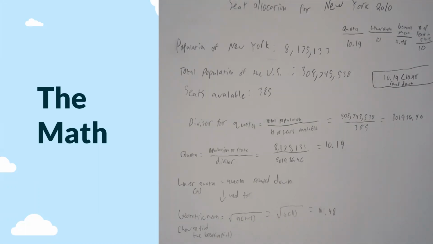And then this is where it's kind of interesting, because most rounding methods are just: you stop at 0.5, and if it's 0.5 or above, it's rounded up, and if it's below 0.5, it's rounded down. But in this case, we use geometric rounding. For that, you round down the quota, which is called the lower quota, and then you take that number and do the square root of that number times the number plus 1, and that gives you the geometric mean.